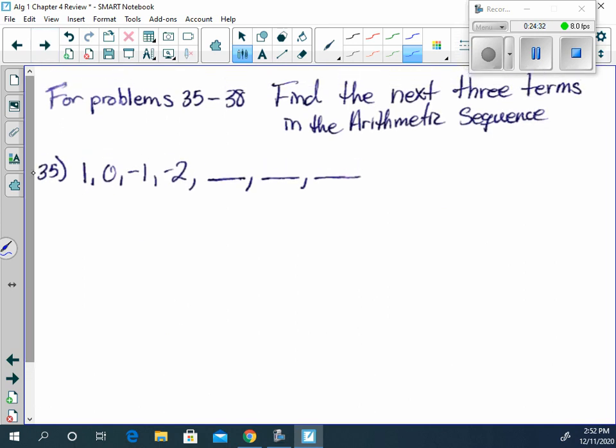Find the next 3 terms in the arithmetic sequence. Well, the first thing I need to do is find the common difference. So I can take the second term minus the first. That gives me negative 1. And then I apply it. So do negative 2 minus 1, which would be negative 3, because the common difference is going to be the same. So we're just going to keep subtracting 1, or adding negative 1, to get the next term, the following terms. Questions on this here?